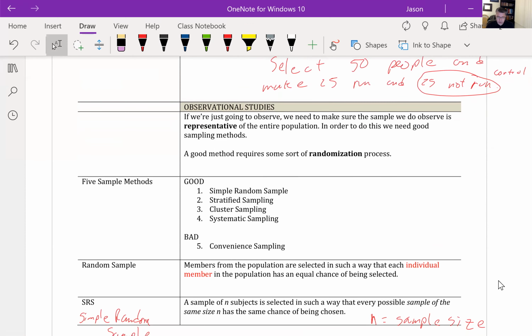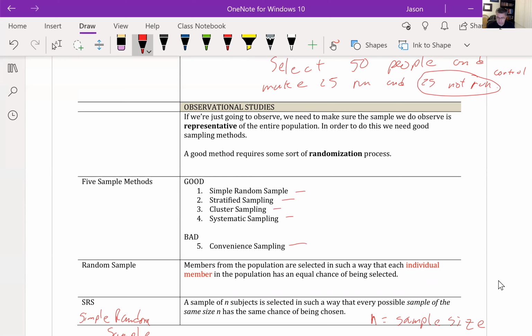What makes a good method of sampling? A good method of sampling is a simple random sample. It has no bias in it. It's representative of the population that we're pulling from. We could also have stratified sampling, cluster sampling, systematic sampling, or convenience sampling.